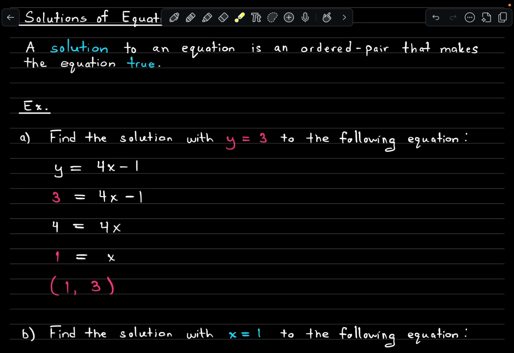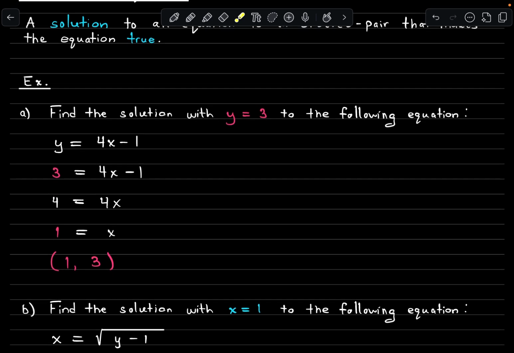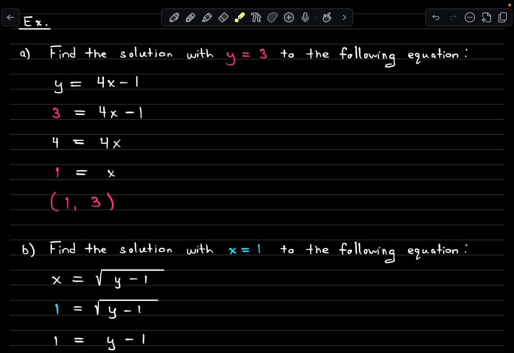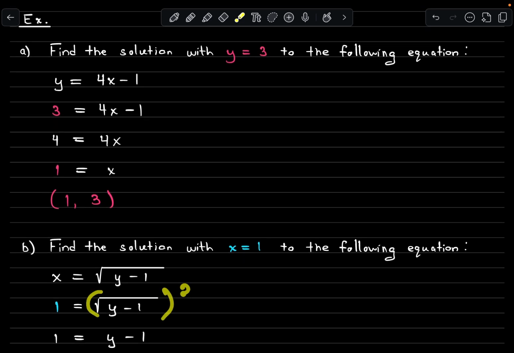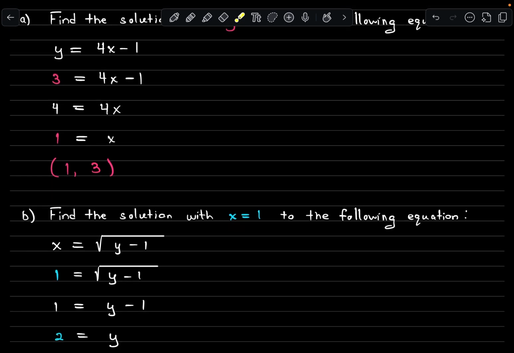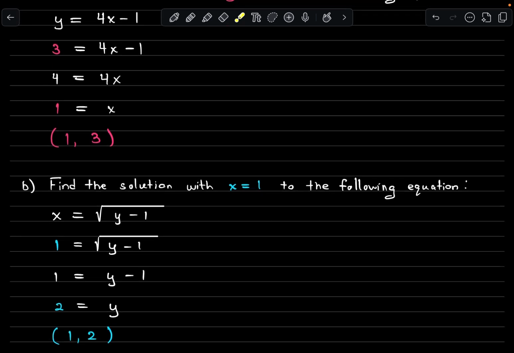Let's try this again. This time we're given the x value. Find the solution with x equals 1 to the following equation. Different equation this time. x is equal to the square root of y minus 1. So 1 is going to be equal to the square root of y minus 1. We can square both sides to undo this square root. Well, 1 squared is still just 1, and on the right side we get y minus 1. We add 1 to both sides, y is equal to 2. So our solution in this case is going to be (1, 2).